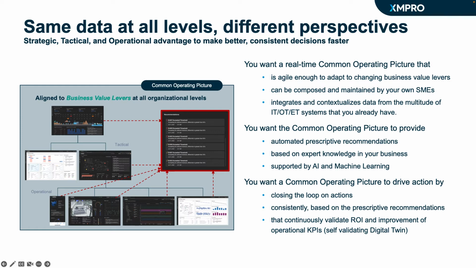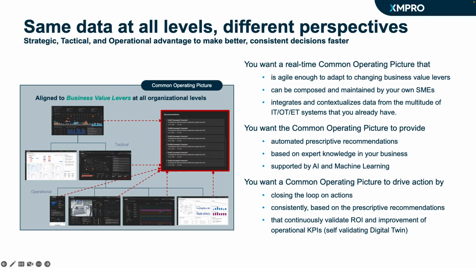And you want that common operating picture to be agile so that you can change it as your business strategy or some of the business conditions change. You need to be able to do that quite simply. And you also want it to be composable and maintained by your own SMEs, and bring in the data from all the systems that you already have to give you automated prescriptive recommendations, making sure that different people have the same actions on the same data set, so as to create consistency across the organization, and being able to capture the knowledge from experts in your business, and in future support that with AI and machine learning.